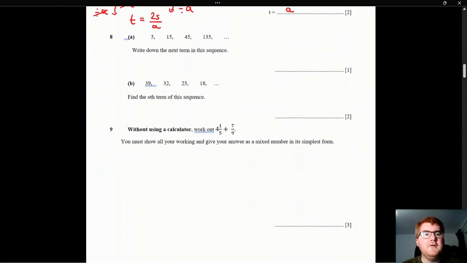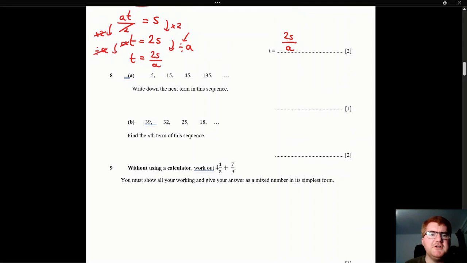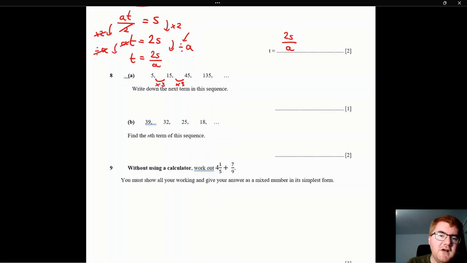Perfect. So question 8 here. So we want to write down the next term in the sequence, the very common question here. So notice here we've actually got a geometric sequence. What do I mean by that? Well, notice we actually are multiplying each time here. We're timesing by 3 each time. One of the biggest mistakes you can make in the exam is thinking it has to be an adding or subtracting. It's not always the case.